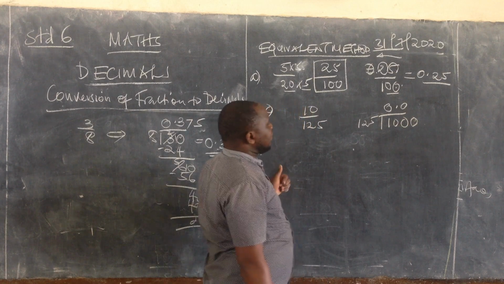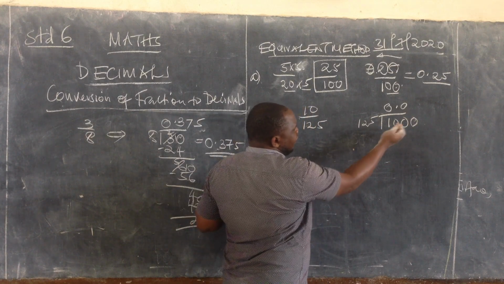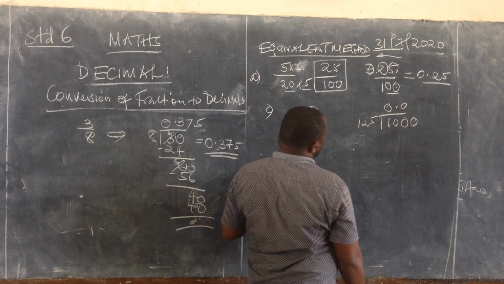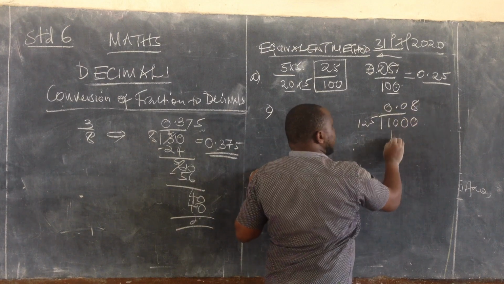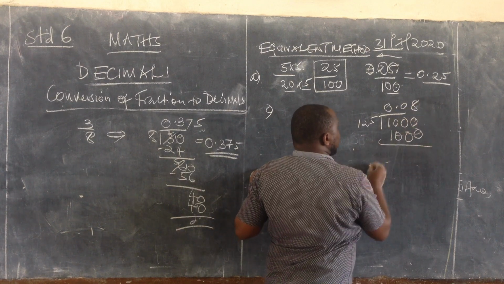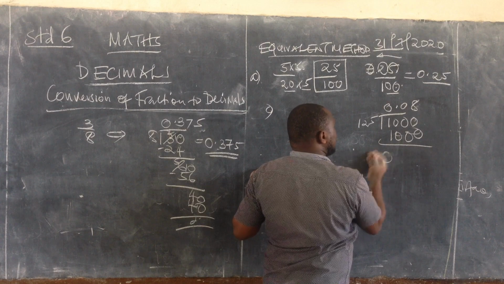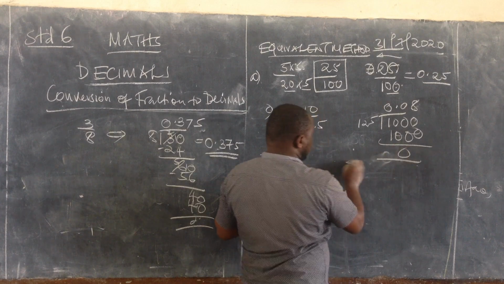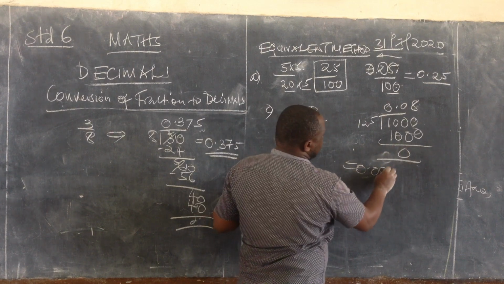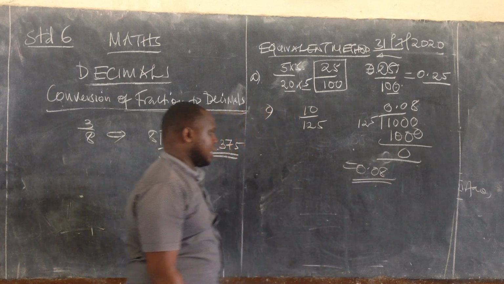So now you ask yourself, can 125 divide this? Yes. How many times? 8 times. You're going to get 1,000. And so your answer is 0.08.